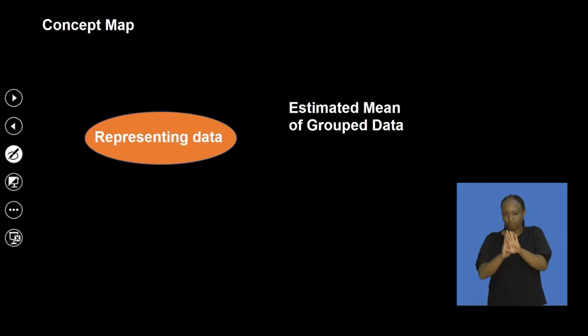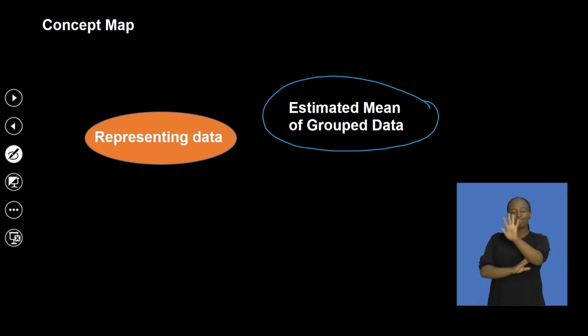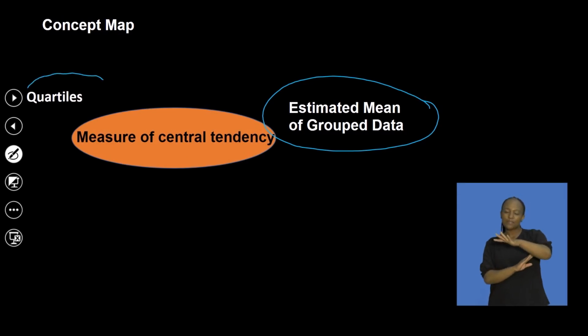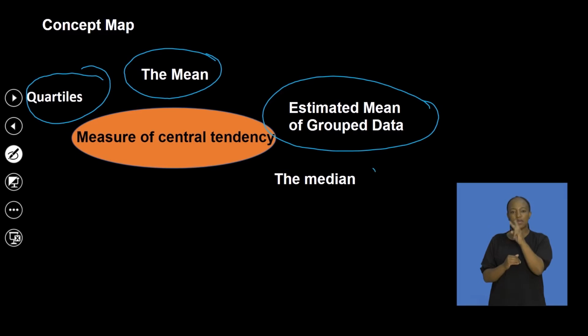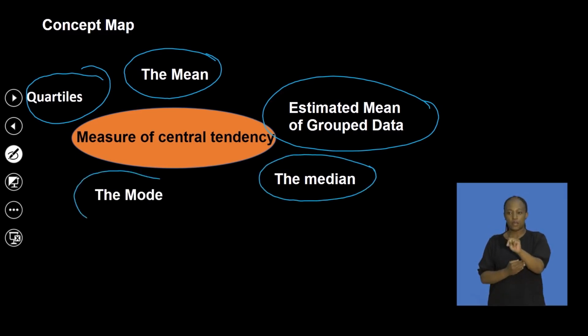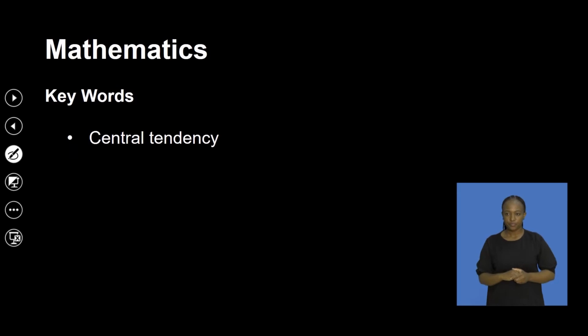Now, we're going to look at the estimated mean of the data. After that, we'll look at something called the quartiles. Then we'll look at the mean. After the mean, we'll look at the median. After the median, we'll look at the mode. So let's look at some of the keywords.